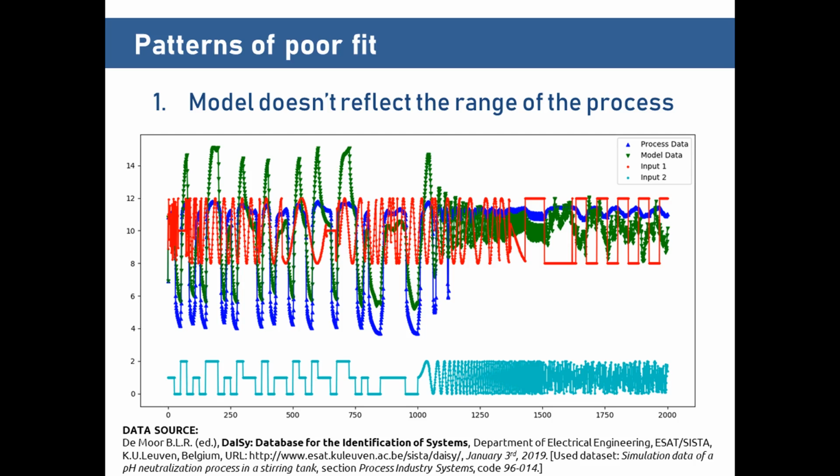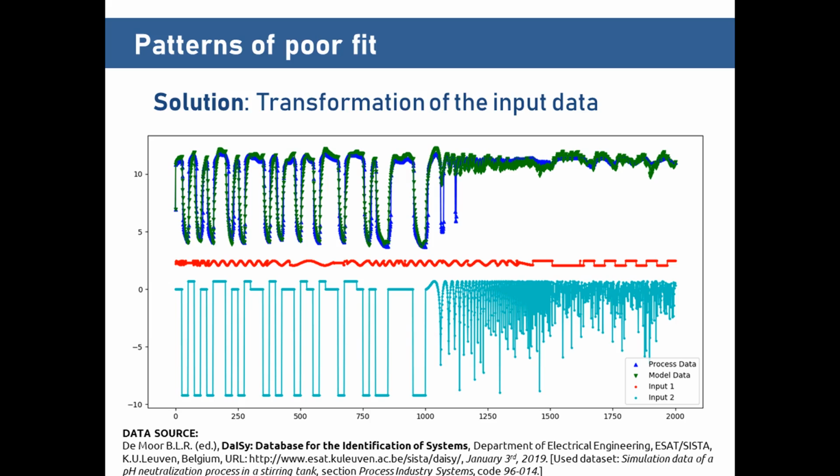The solution is to apply some type of transformation to the data, like we did in this case with a log transformation of the inputs. It is likely that many of the industrial systems you work with will have nonlinear properties, and so this pattern may be common, and a transformation will then be needed. We discussed transformations of the input and output data in more detail in video 2 on nonlinear systems.